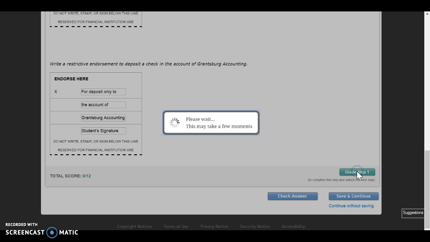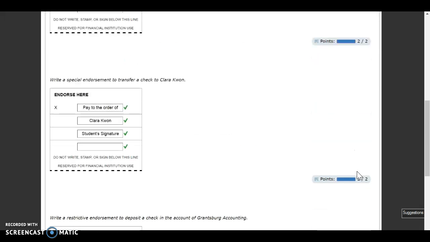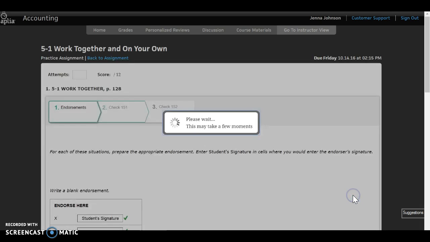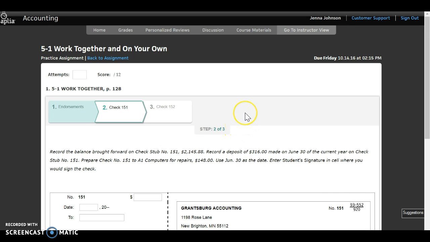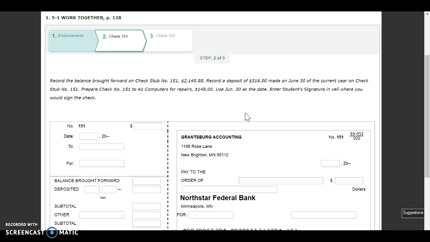So I'm going to go ahead and grade step 1 and move to my next step. Okay, step number 2, it says we're going to record the balance brought forward on check stub number 151. It says $2,145.88. We're going to record a deposit of $316 made on June 30th of the current year on check stub number 151. Prepare check number 151 to A1 Computers for repairs, $148. We're going to use June 30th as the date, and we're going to enter student signature in the cell where you would sign the check.